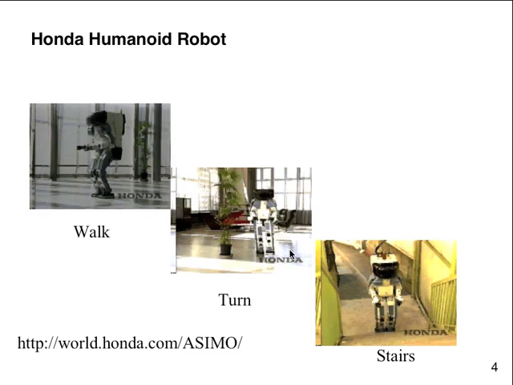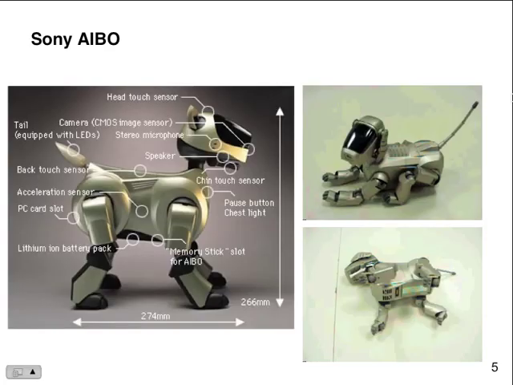So here's a Honda humanoid robot, learned how to talk, learned how to turn, learned how to go upstairs. These links still work, so if you click on the links you'll see the actual stuff. But it's just kind of examples of teaching a robot how to learn.